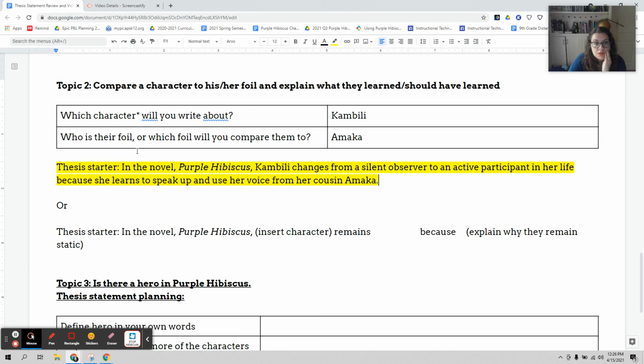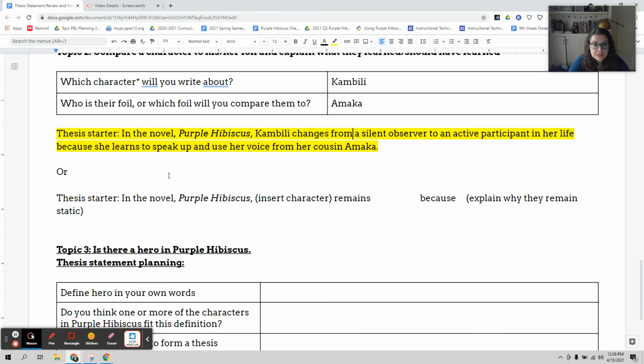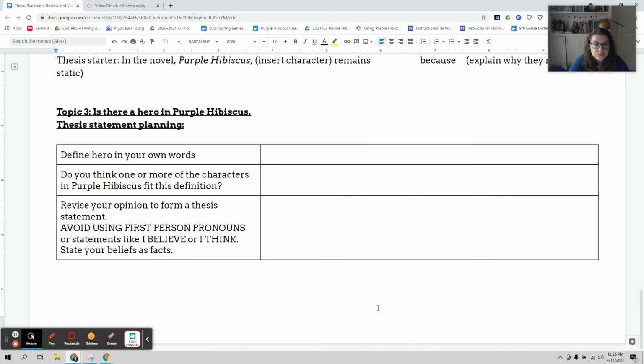All right. So now in my thesis, I have my character, I have how she changes, and I have the lesson she learns from her foil. So I think that I have set up my main point. In my essay, I will be showing how Kambili changes and how Amaka has a role in that change. And so the main point of my essay is done. So that is an example for topic 2.